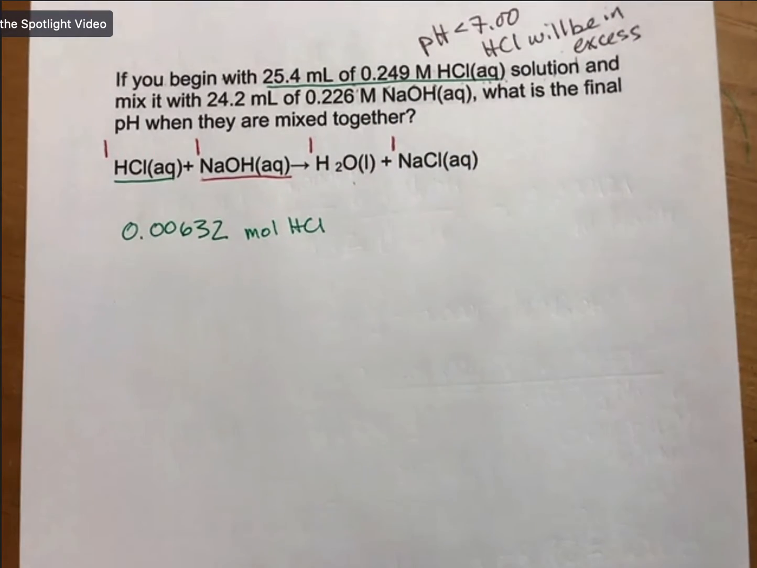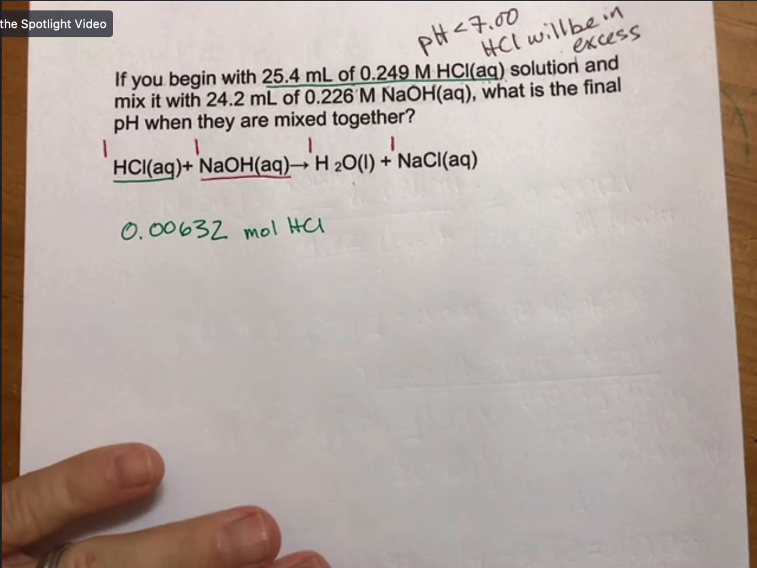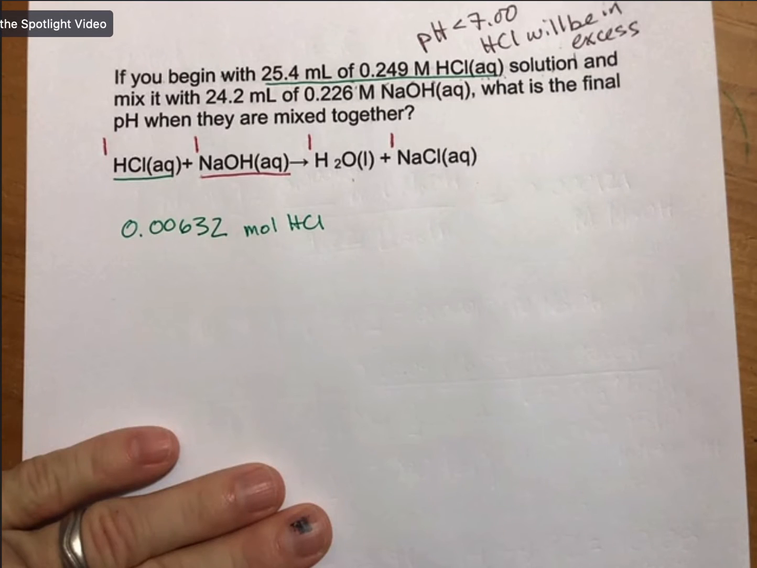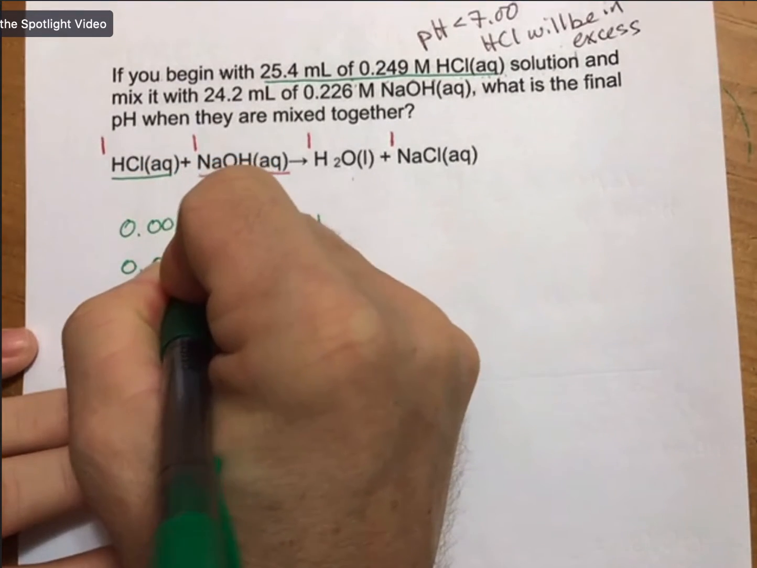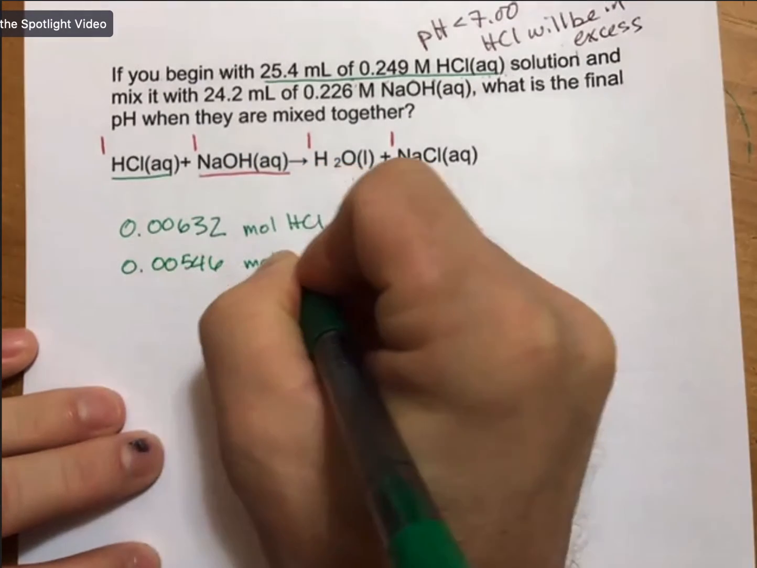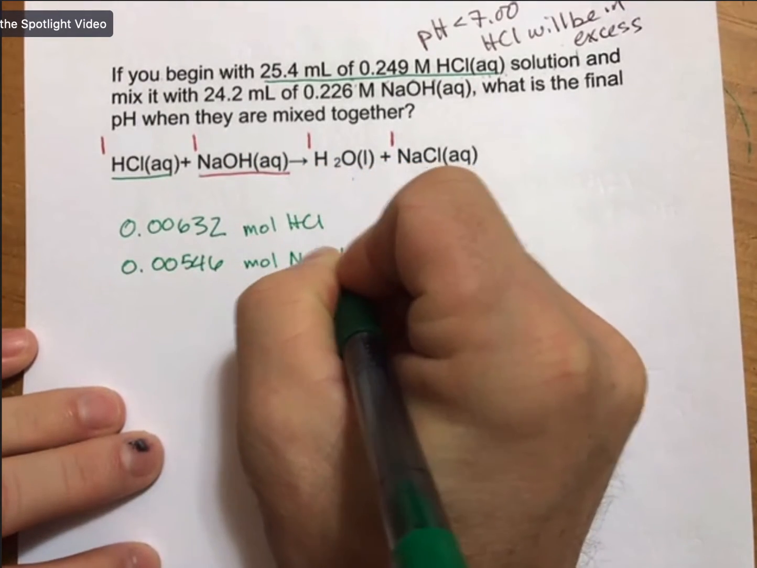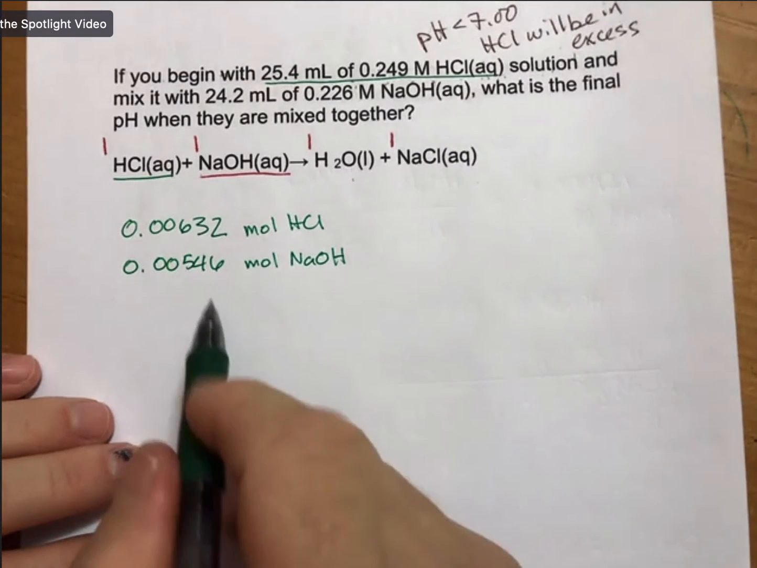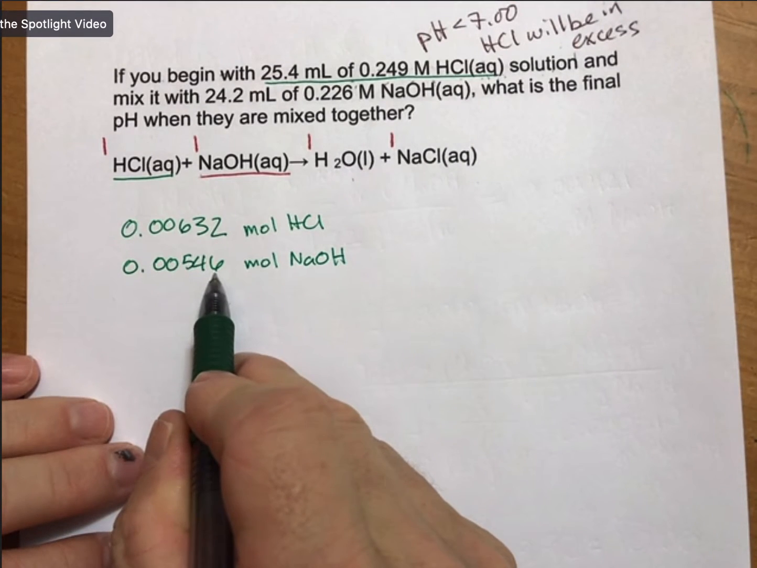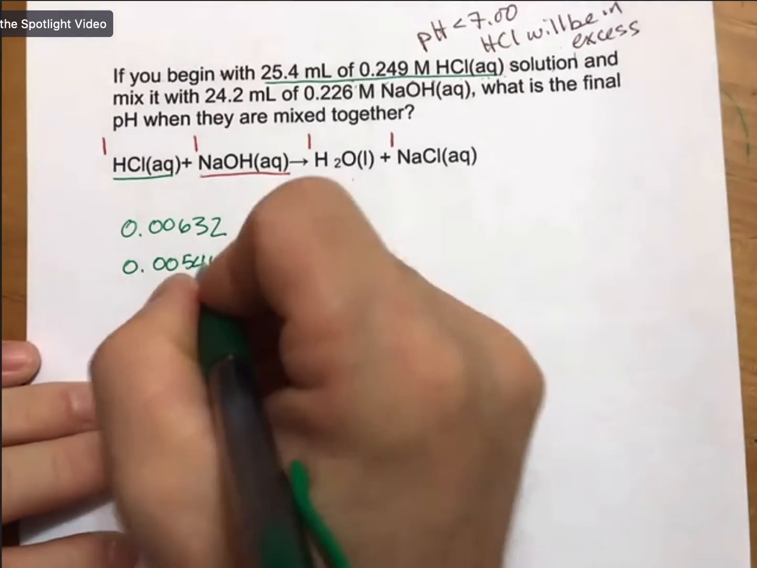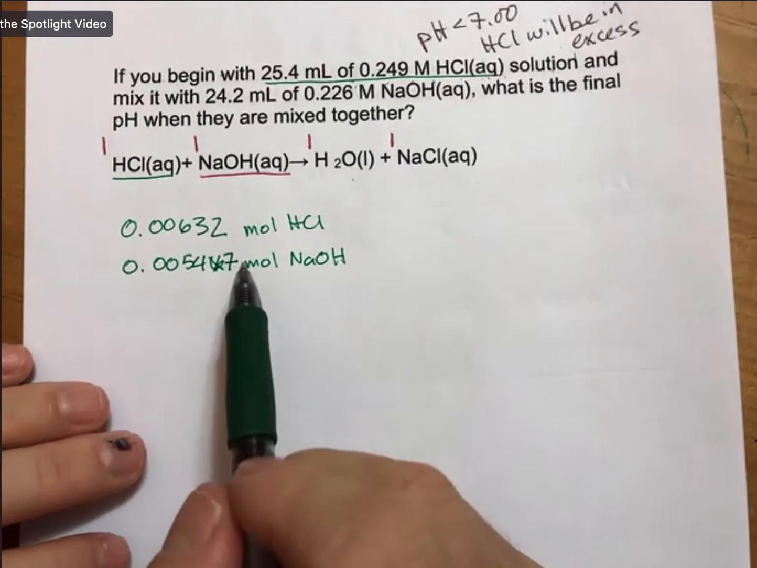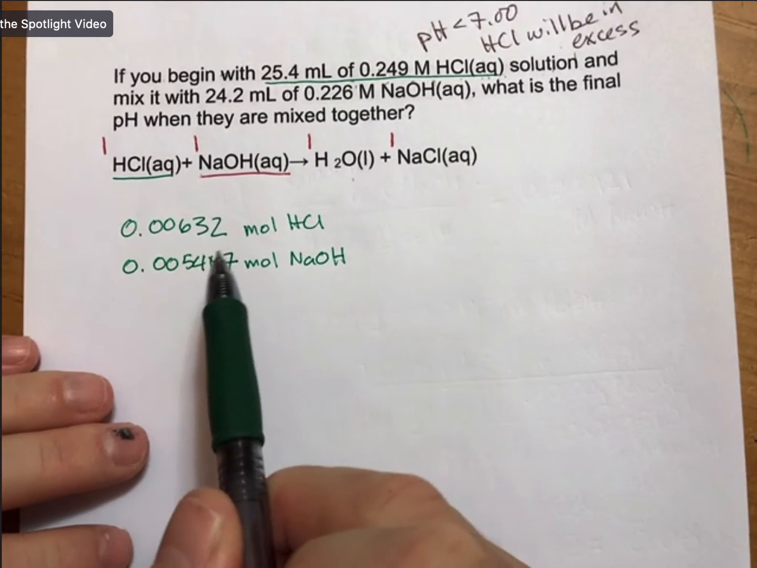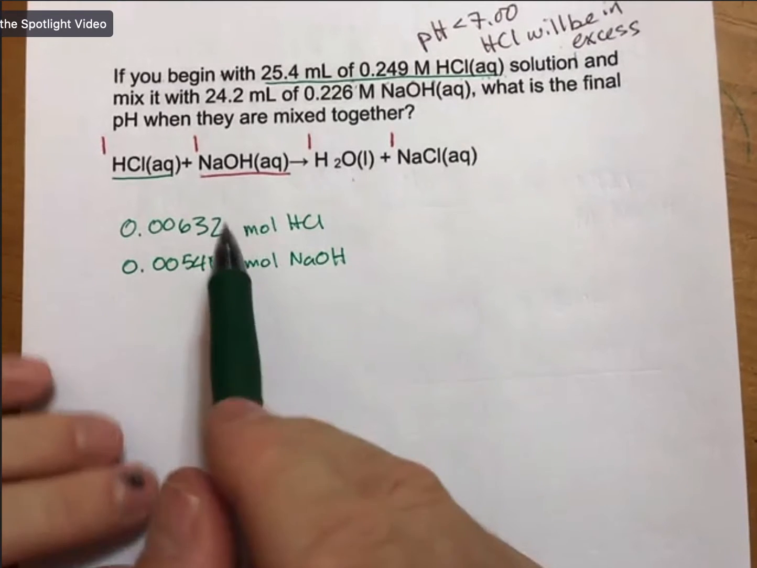Does anybody else have moles of sodium hydroxide? You can post it in the chat or you can let me know. It's 0.00546. Yep, that's what I got too. 0.00546. Perfect. Thank you. So is this last digit rounded to a 7 or is it a 6? Yeah, to 7. Thank you. Okay, and I missed the names there, but thank you very much.